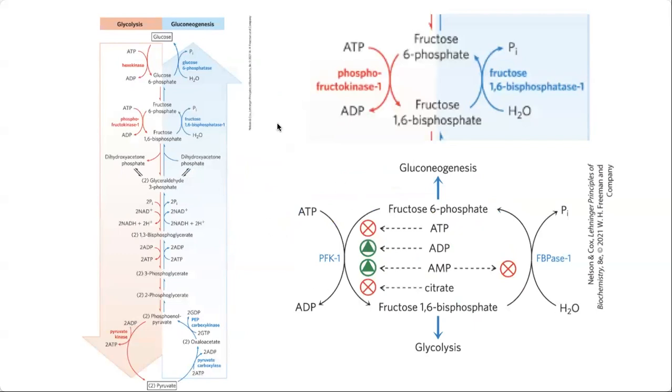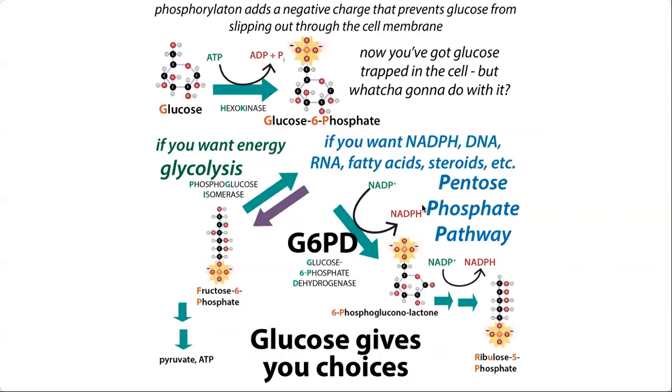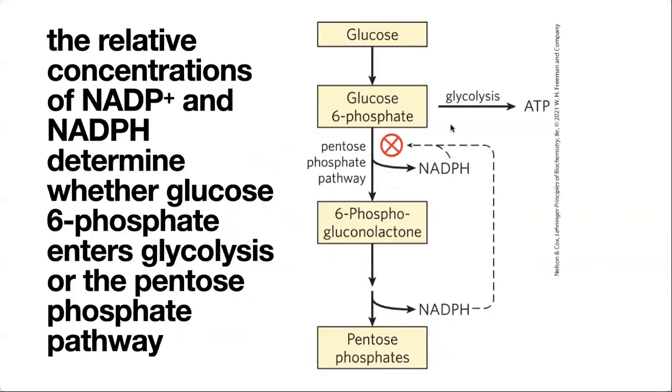But first, let's get back to how this is regulated. One of the regulatory things is going to be NADPH, because remember, one of the things the pentose phosphate pathway does is make NADPH. And if you make a lot of NADPH, now we get this negative feedback regulation, which says, okay, we've done enough of this pentose phosphate stuff.